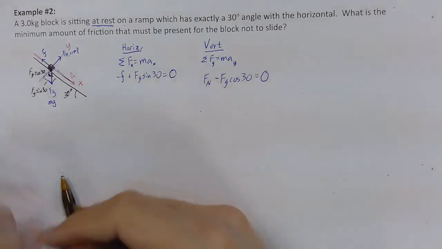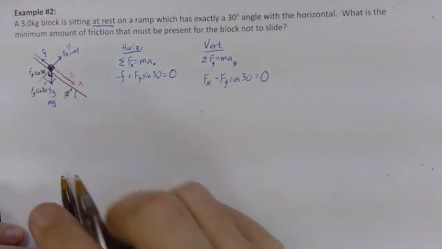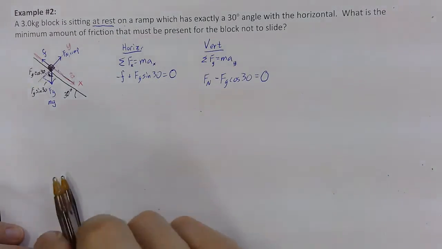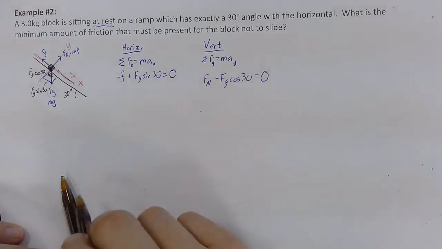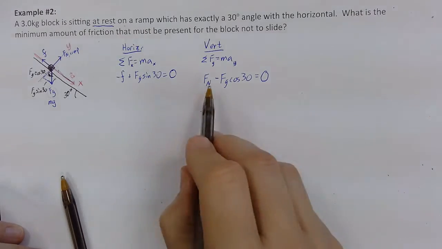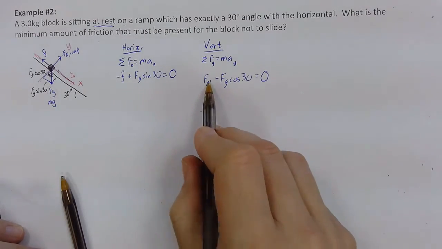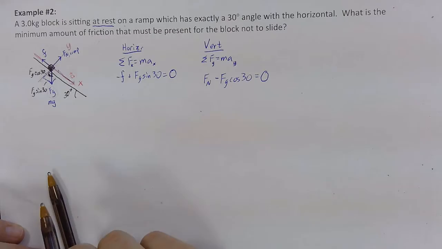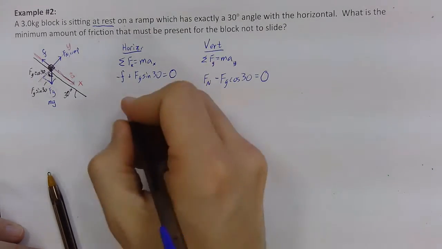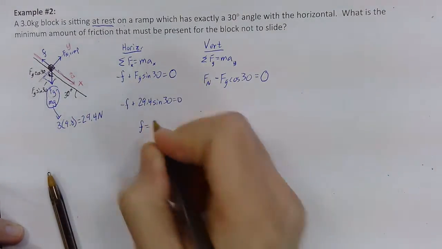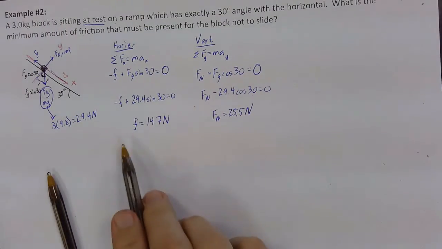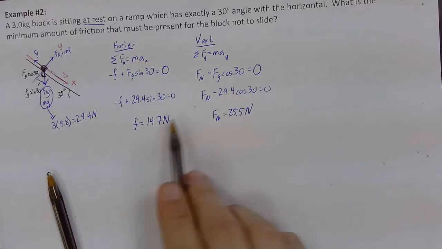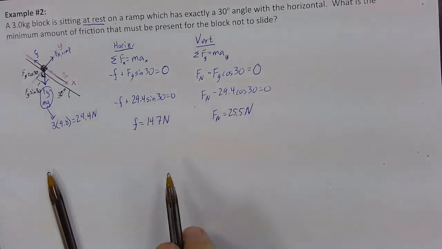Now at this point, you should be able to put some numbers in. I'd like to encourage you to try to pause it. I'm going to speed up the video here as I throw in the numbers, but hopefully you'll be able to calculate friction, and also, even though it's not asking for it, you should be able to calculate the normal force as well. All right? And there we go. We found out that friction is 14.7 and the normal force is 25.5 newtons.